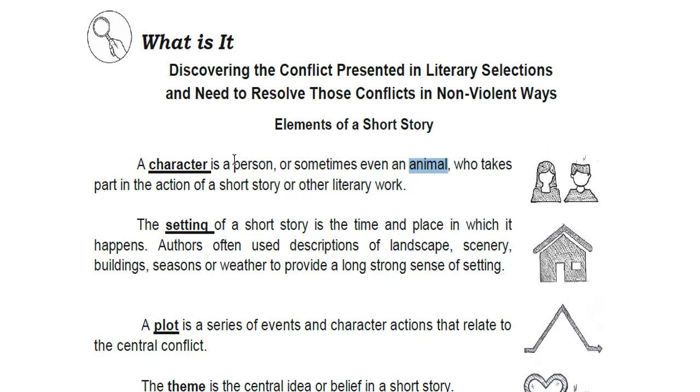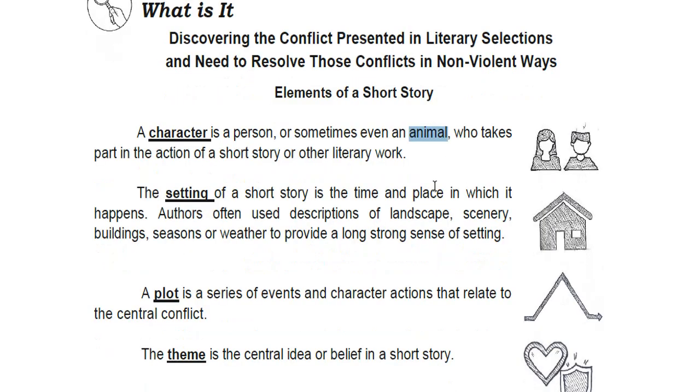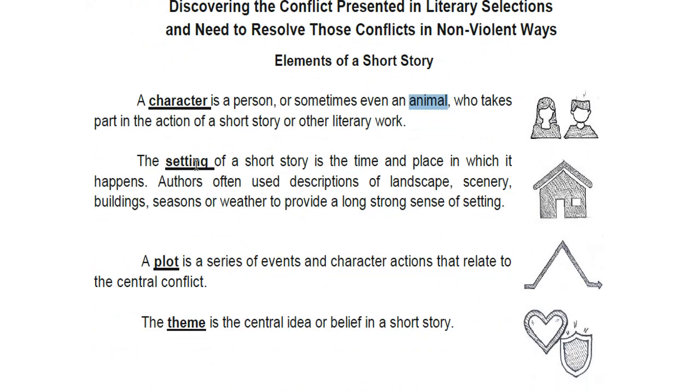And we have here the so-called protagonist and antagonist. So when we say protagonist, this is just additional information, okay? The protagonist is the good character in the story, the bida, the good one. While the antagonist is the bad character in the story, okay? So now let's go on to the setting.